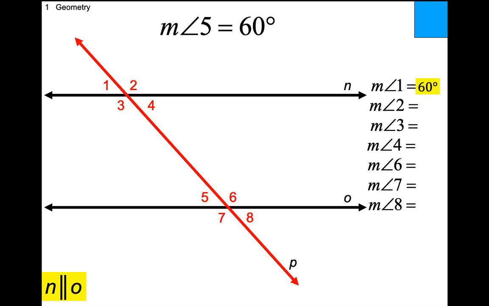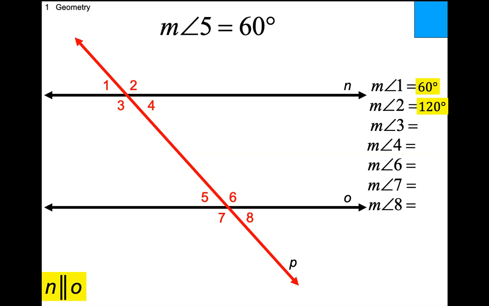I'll do math. 180 minus 60? It's 120. You did that without a calculator. Good job. Angle 3 is vertical to 2, so therefore 3 is 120. I'll call this Miss Shanklin math right here, my geometry teacher.